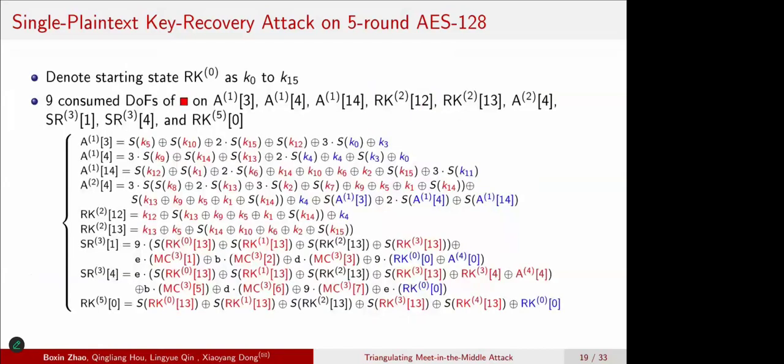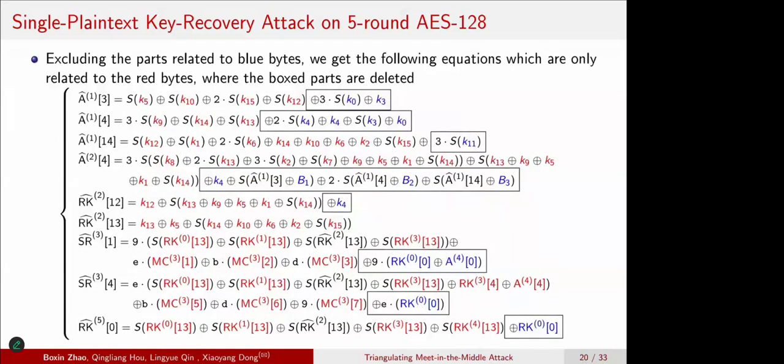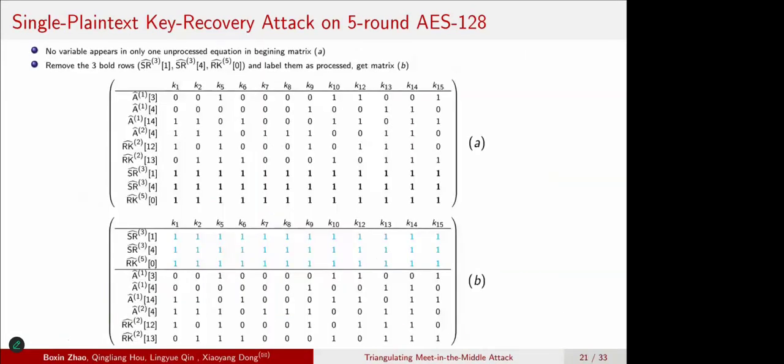Denote the starting state RK0 as K0 to K15. We get the expressions for the 9 consumed degrees of freedom of backward natural words on A and the round key as follows. Excluding the part related to blue bytes, we get the following equations, which are only related to the red bytes, where the boxed parts are deleted. We express the equations in the matrix form used by TA.